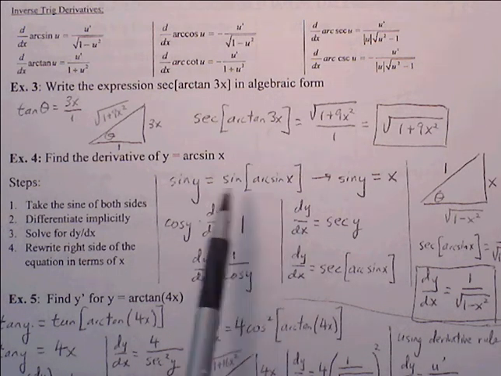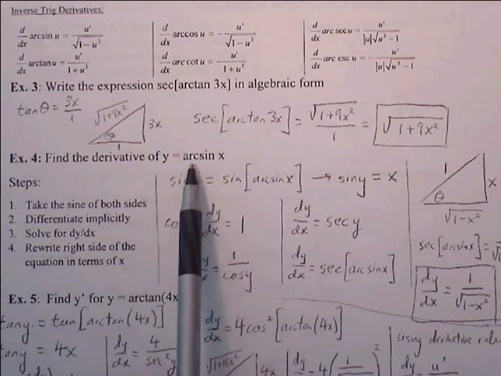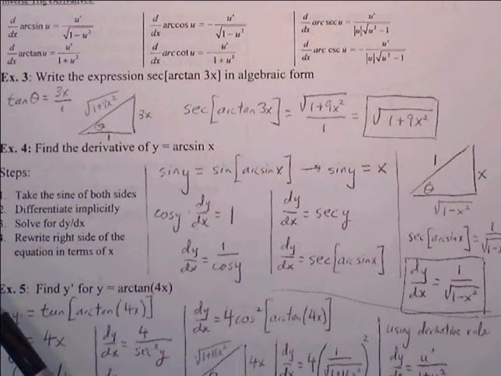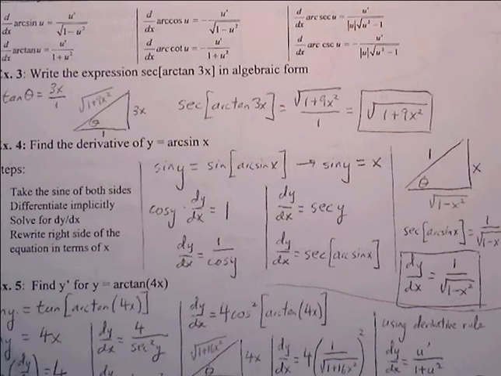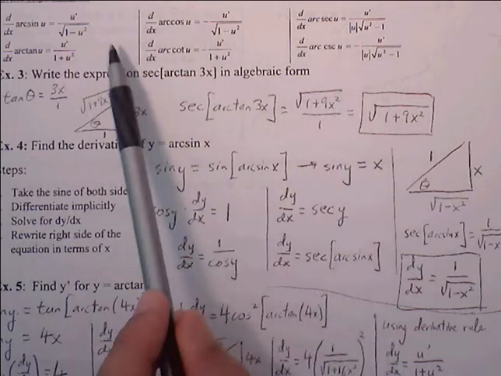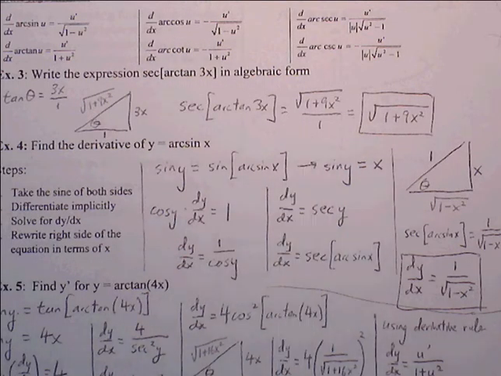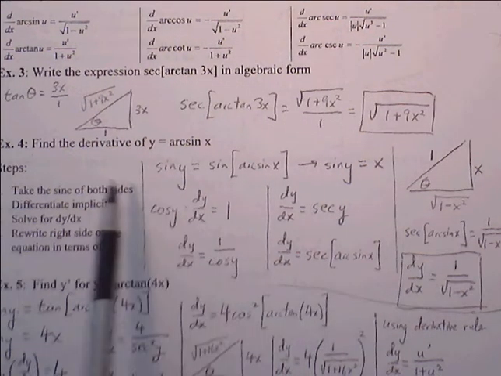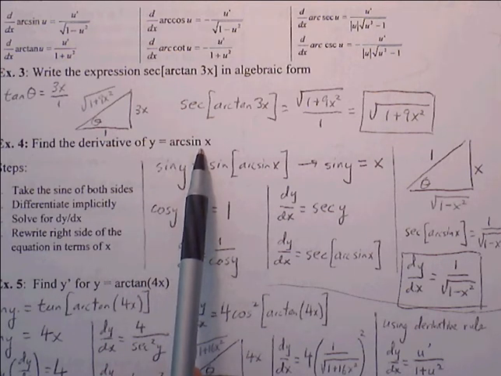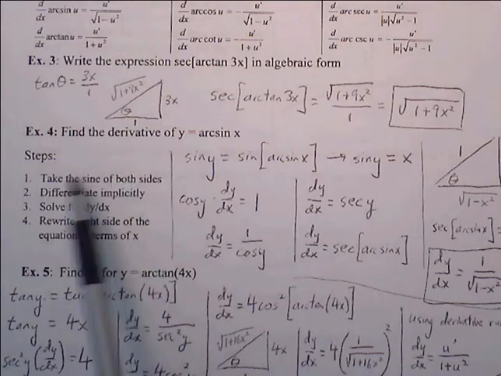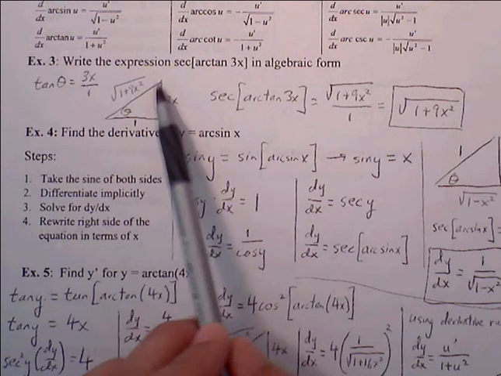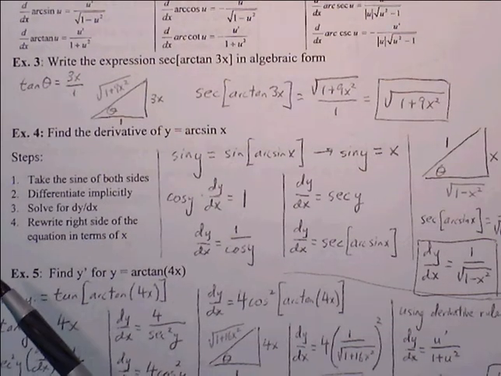There are two ways that we can do this. The first way is using implicit differentiation. We'll go through that way first, and then we can step through the derivatives using the derivative rule, which is a lot faster, but it also requires more memorization on the student's part. So one way that we can find the derivative of arc sine of x is to take the sine of both sides, and then use the inverse properties to help us through the problem.